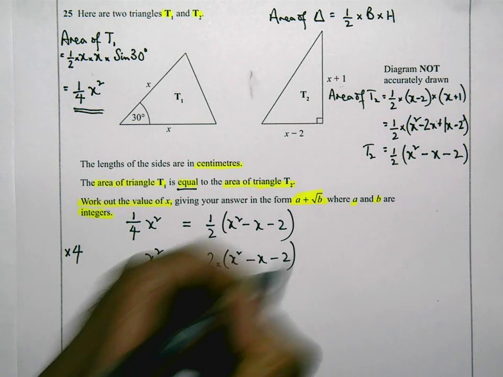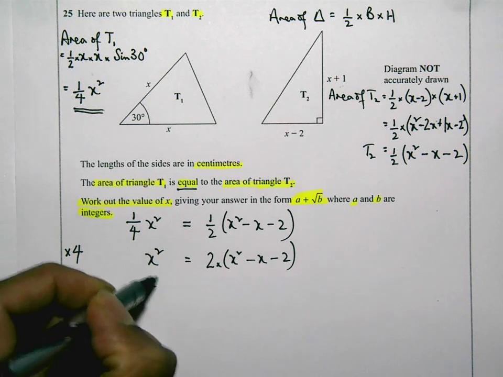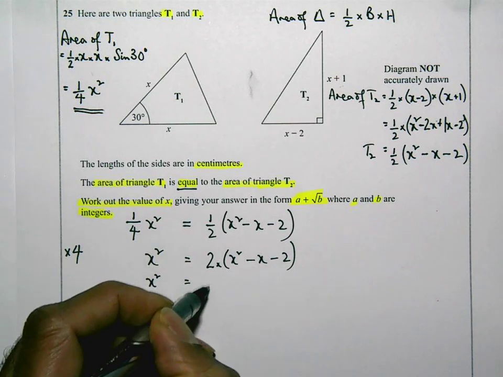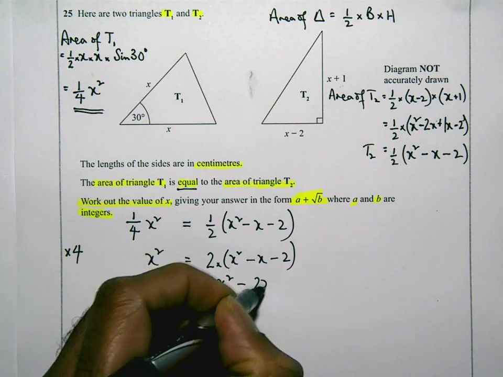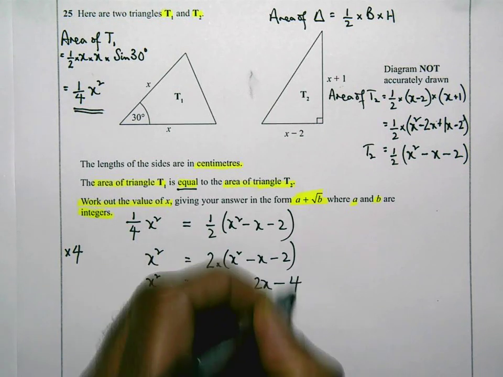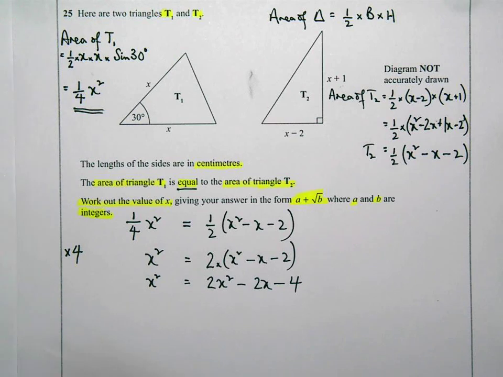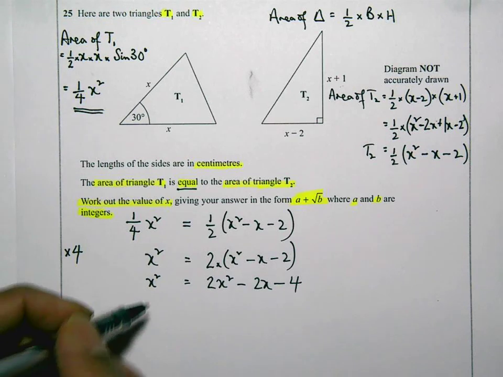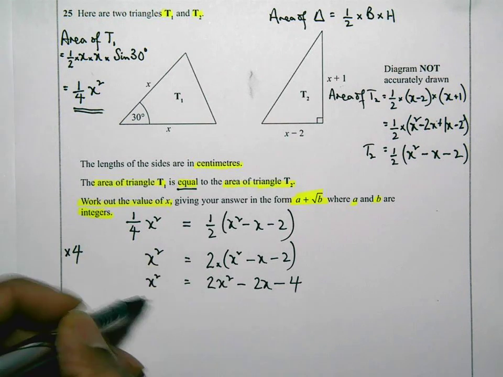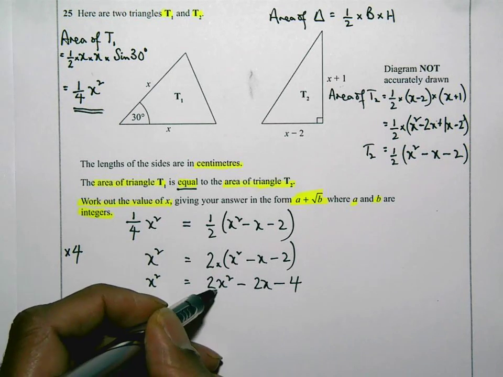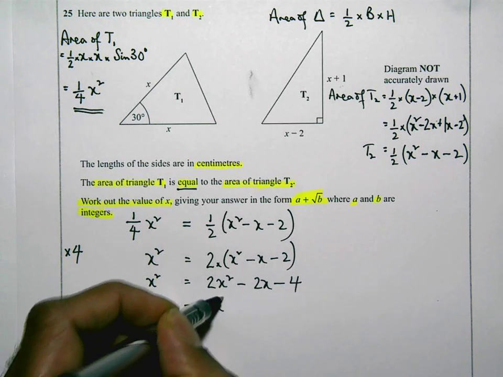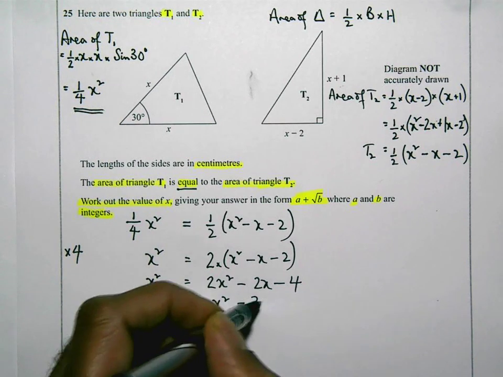I'll multiply out the brackets on the right hand side, so I'll get 2x squared minus 2x minus 4, and then I'm going to bring everything over to the right hand side. So I'm going to take that x squared across to this side where it becomes minus x squared. So 2x squared take away x squared is just going to be x squared minus 2x minus 4.